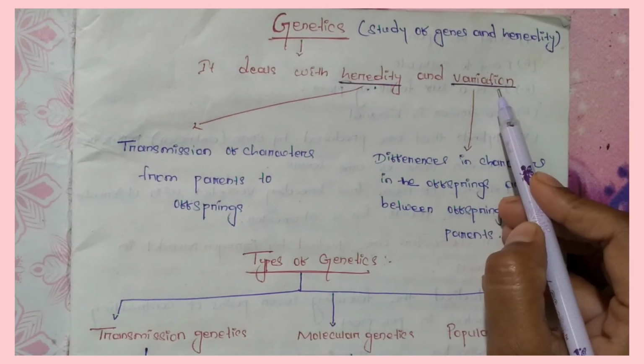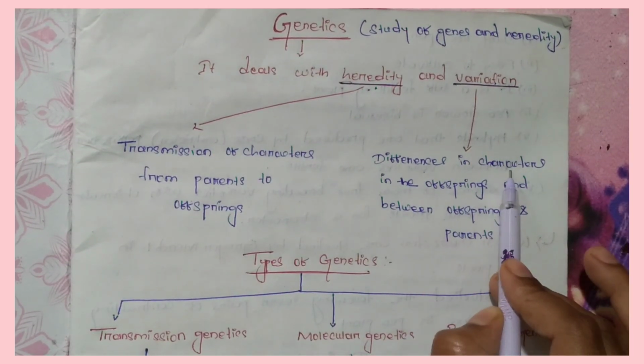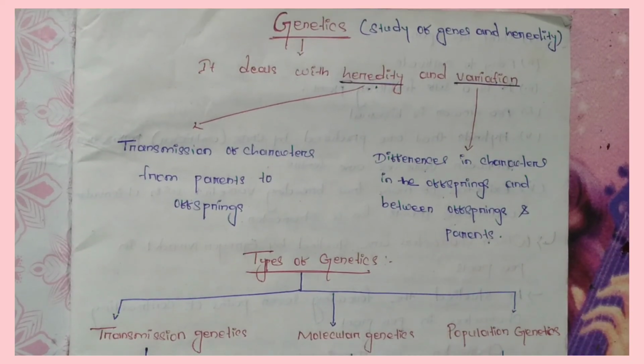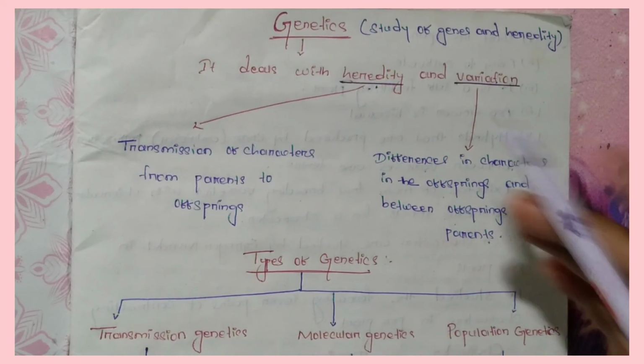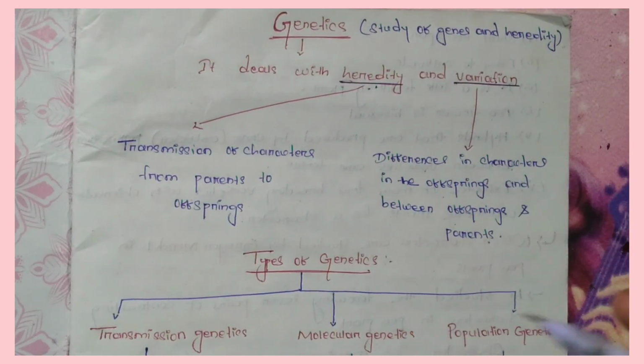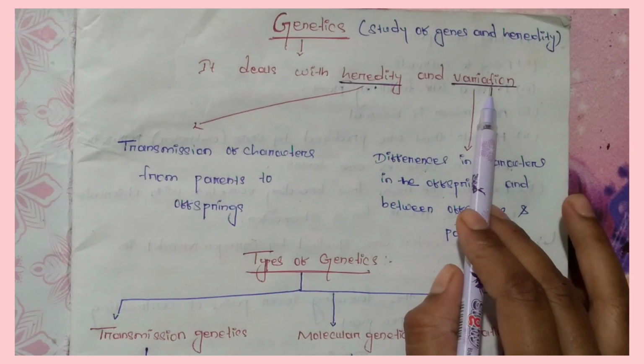And variation, what is variation? Differences in characters in the offspring and between offspring and parents. It means the differences between you and your parents, that is called variation. The difference between you and your son or your grandson or your granddaughter is known as variation.